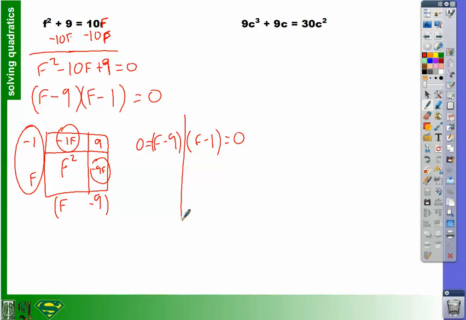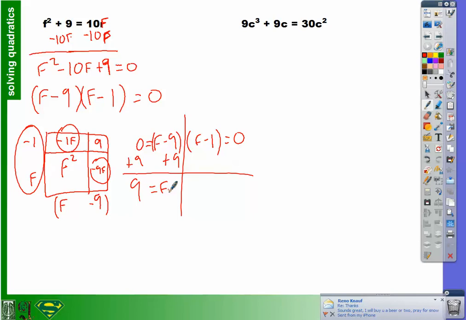Break it. So what are you going to do to both sides to get the f by itself? Add 9. Add 9, add 9. So we get 9 is equal to f. Got it. Over here, we're going to add 1, add 1. And so we get f is equal to 1.